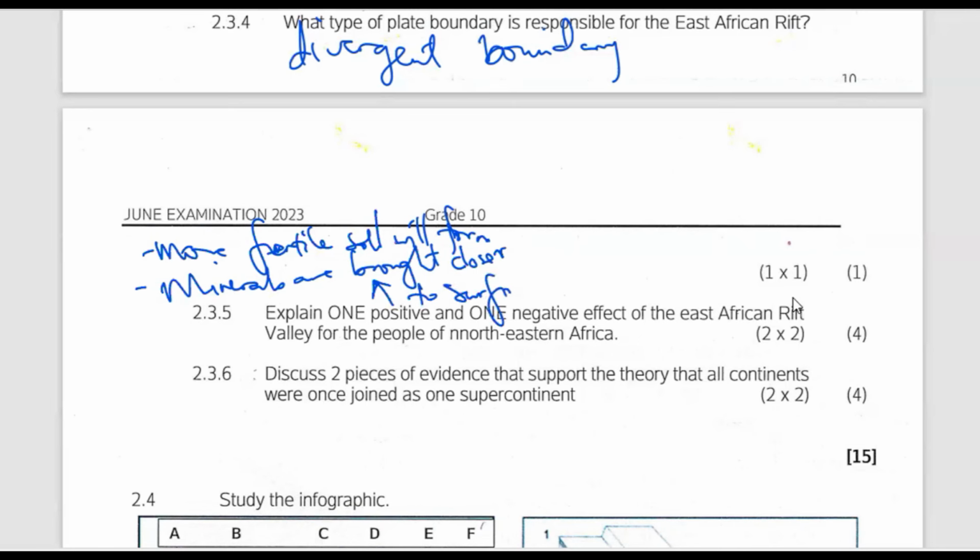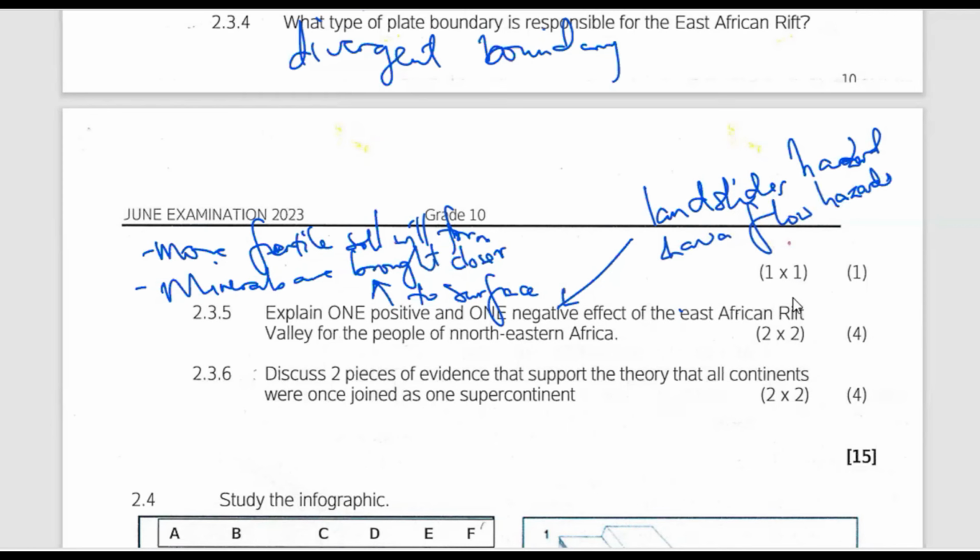It's another benefit. Then when we're looking at the negative, we can look at landslides. There is danger of landslides, hazards. These are mass movements, landslides, hazards. It's a very serious challenge that can come because of the rift valleys. And also we can talk of lava flow hazards. Liquid rock can escape because now there is a rift valley which is forming, and that can give rise to the problem of volcanicity in the area.